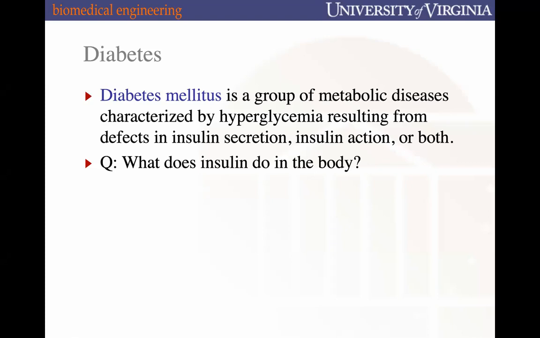Diabetes mellitus, the term mellitus is Latin for sweet. It's a group of metabolic diseases that, as I'm sure many of you are aware, is characterized by hyperglycemia or high blood sugar concentration that can be a result of a few different reasons: either defective insulin production, defective response or resistance to insulin, or it could be both.